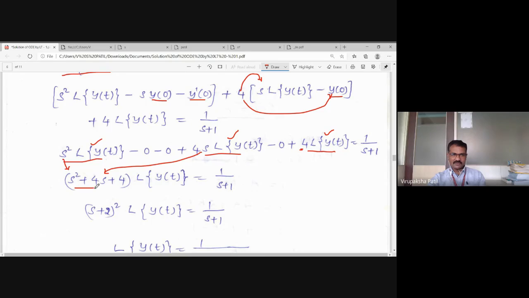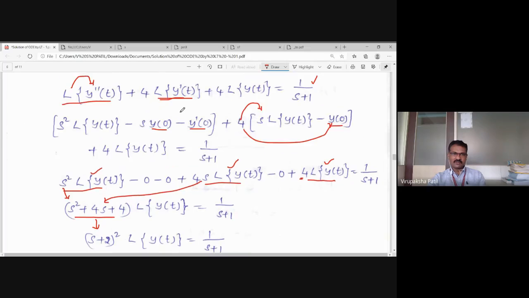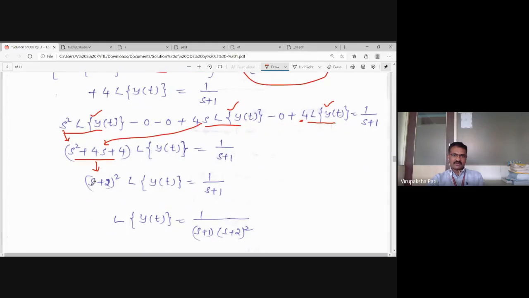So you can write this complete thing as (s+2)² here, because a is equal to 2. Okay, (s+2)² into L of y of t is equal to 1 divided by (s+1). This is a simplified form after substituting the initial values and writing the expressions for the Laplace transforms of y dash and y double dash; putting the values, after simplification you will get this.